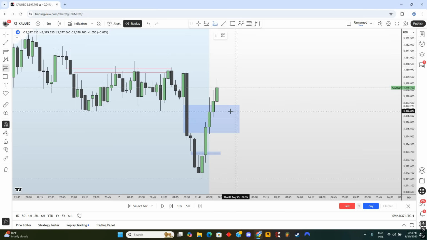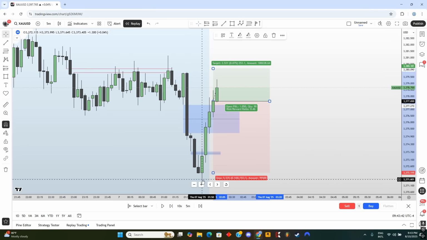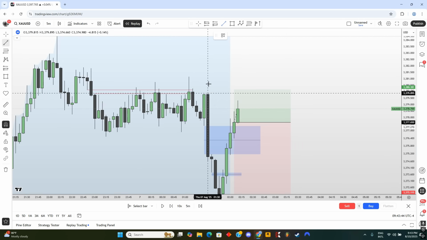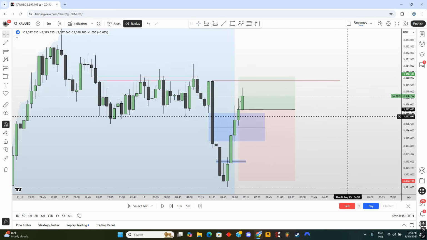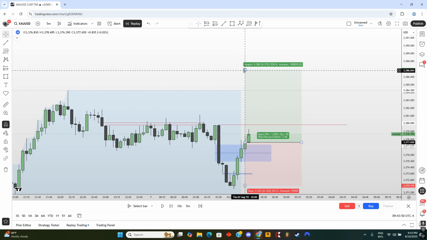Now, as soon as price closes above it, that is going to be your long entry. Your stop's going to go below the bodies, not the wick. That is going to be your break-even zone because that is the closest liquidity pool. And basically, you can go for 1 to 1.5.